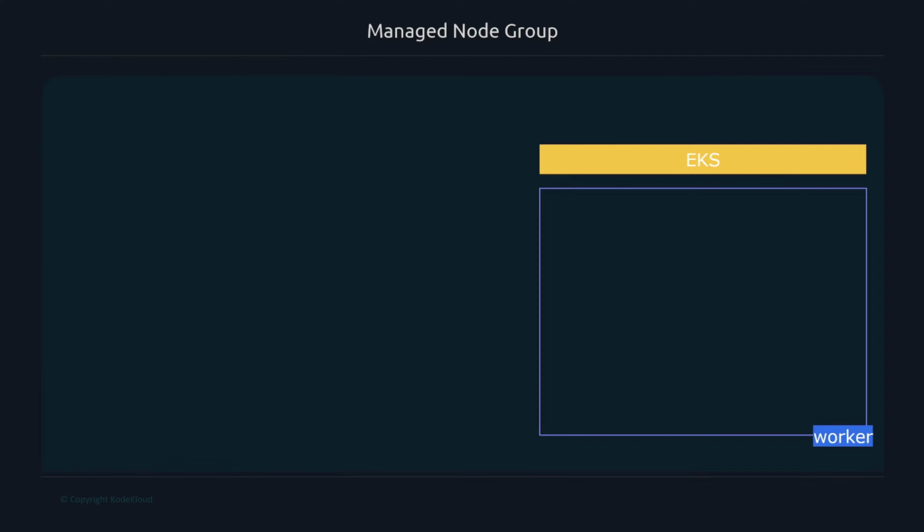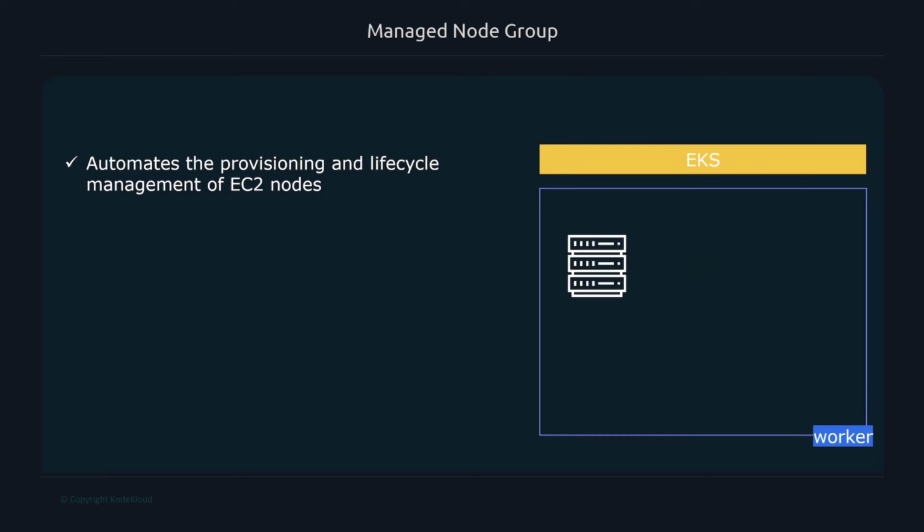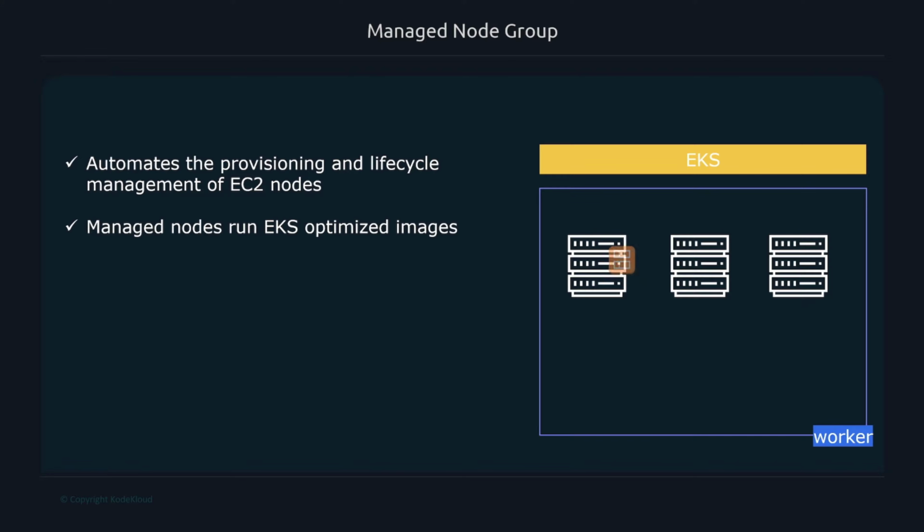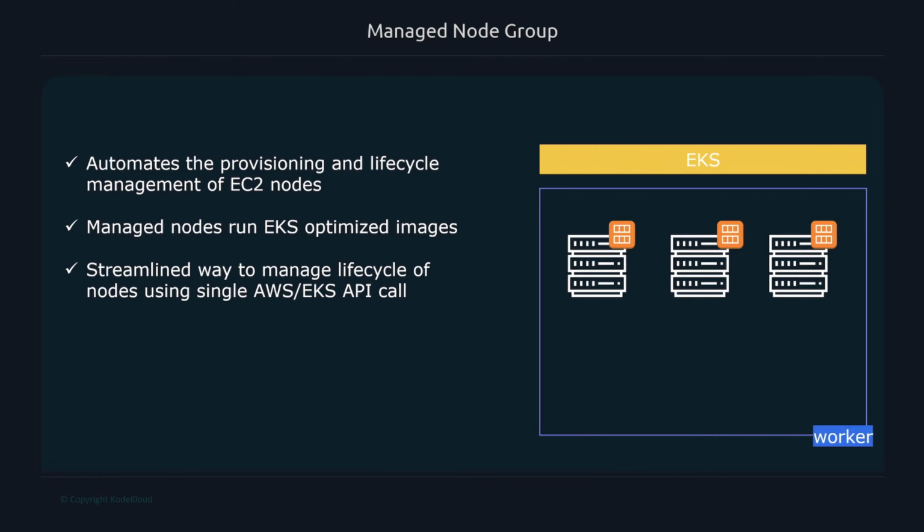Managed node groups are going to be a little bit different than self-managed nodes. And the main difference is AWS is going to help automate the provisioning and lifecycle management of the EC2 nodes. So you're not doing all of the work yourself. And it's able to do that by using a special EKS optimized image that your nodes will run that'll make it integrate better with Kubernetes and EKS. And what AWS is going to do is it's going to provide a streamlined way to manage the lifecycle of all your nodes using a single AWS API call.